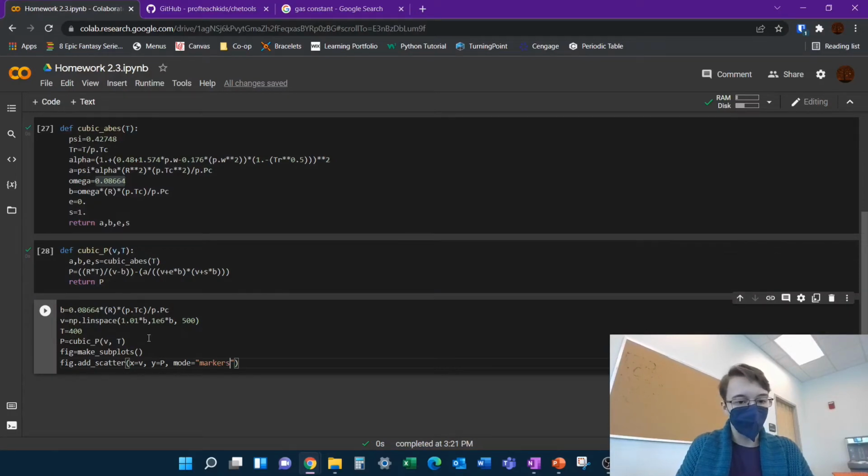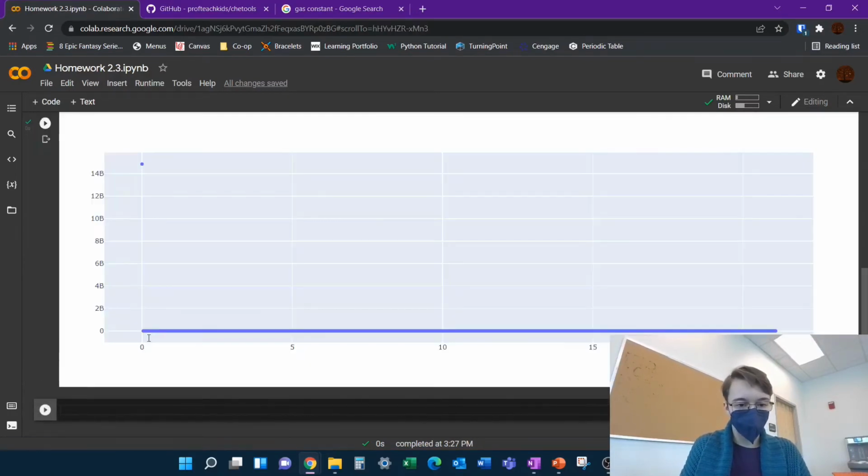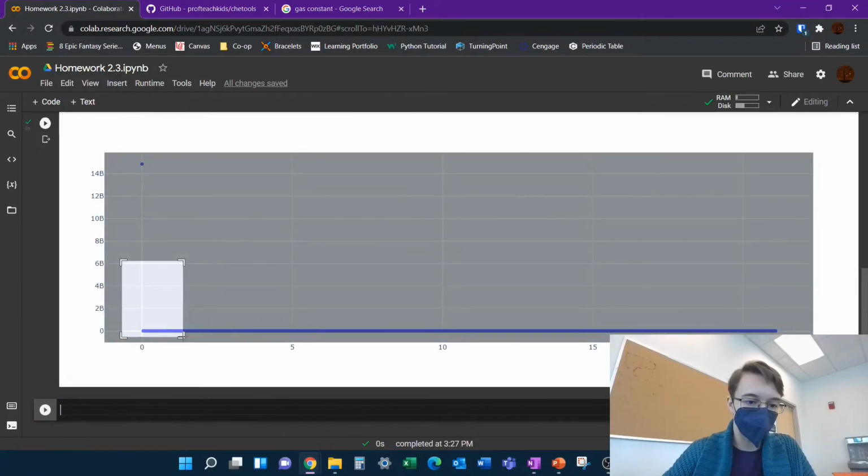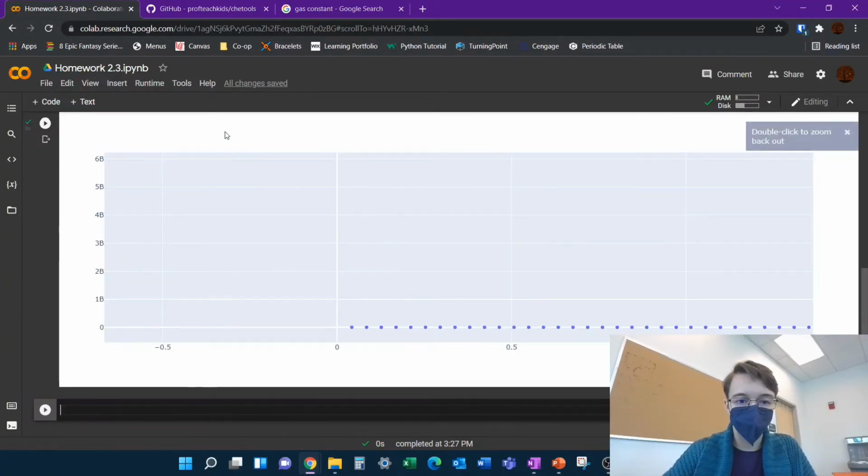Alright, so let's shift enter and see what this looks like. Alright, so you can see here we've got something interesting going on, but it's kind of hard to tell what, because there's not really a lot of points in between here and that value that was all the way up here. So one way we could maybe fix that is by doing a logarithmic scale.